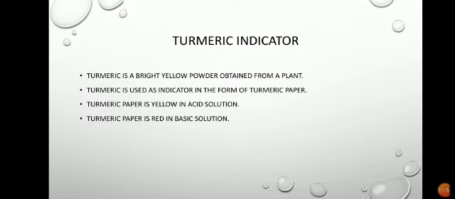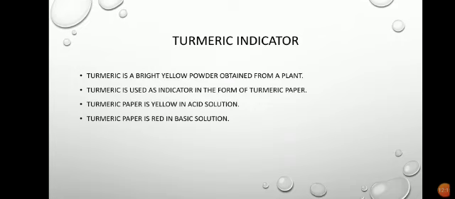It contains a yellow dye. Now, what is its action? Turmeric paper is yellow in acidic solution. Turmeric paper itself is yellow in color, and it remains yellow in the acid solution. And turmeric paper turns red in a basic solution.